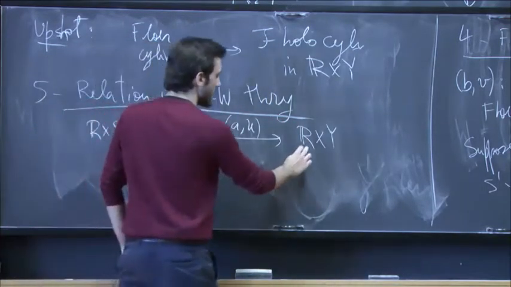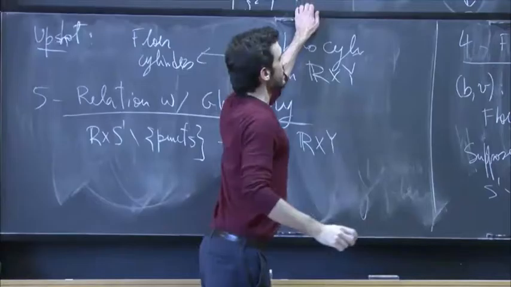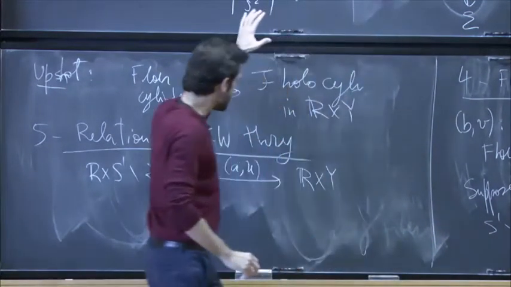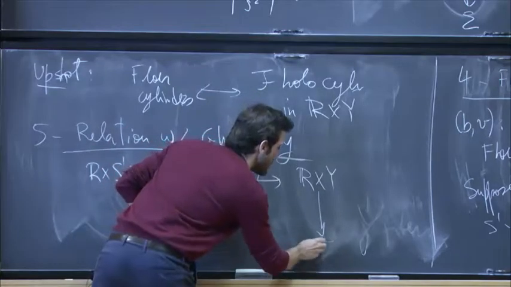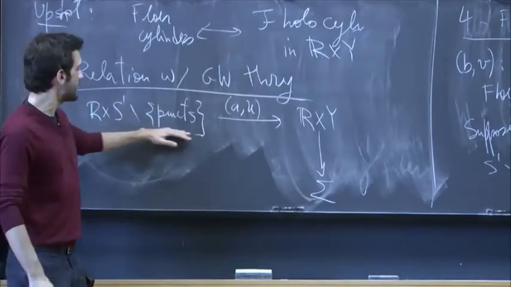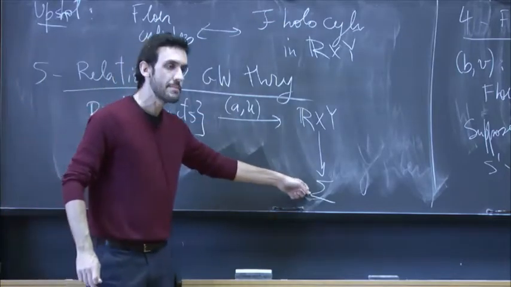Now what I'm going to do is, so I have my R × Y. Remember, Y is an S1 bundle over my divisor. So let me just project everything down to sigma. Okay. So I have a map from my cylinder minus punctures mapping to sigma.